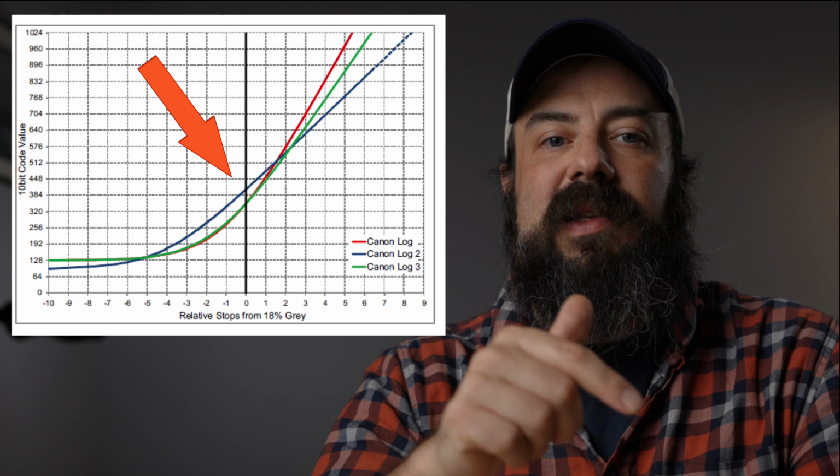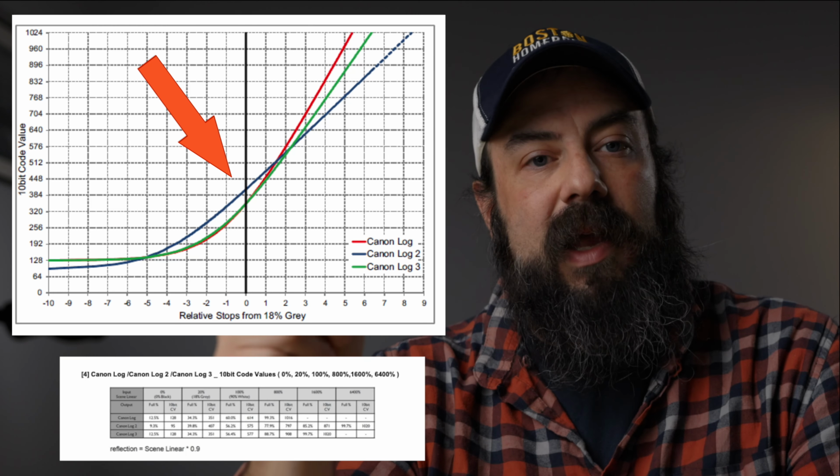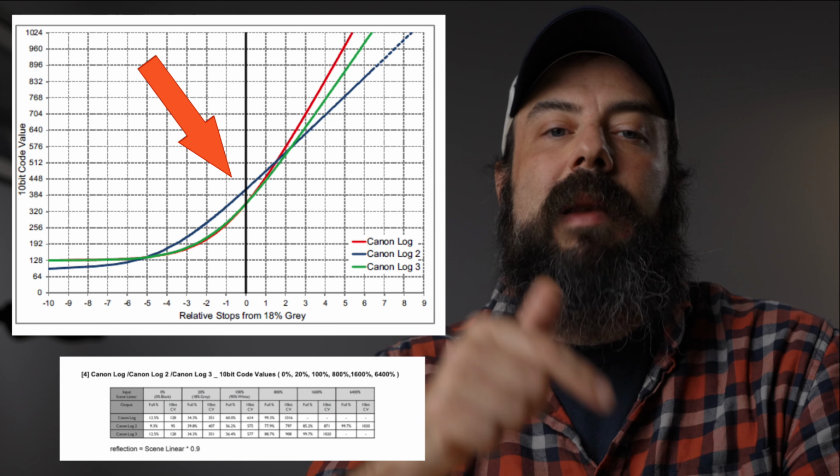And where it hits the y-axis is actually at 34.3%, and CLog 2 crosses at 39.8%. So if you've watched those videos before, or if you're looking to get proper exposure on a gray card, in CLog and CLog 3, I would set your zebras to 35%, and if you're in CLog 2, I would set it to 40%.